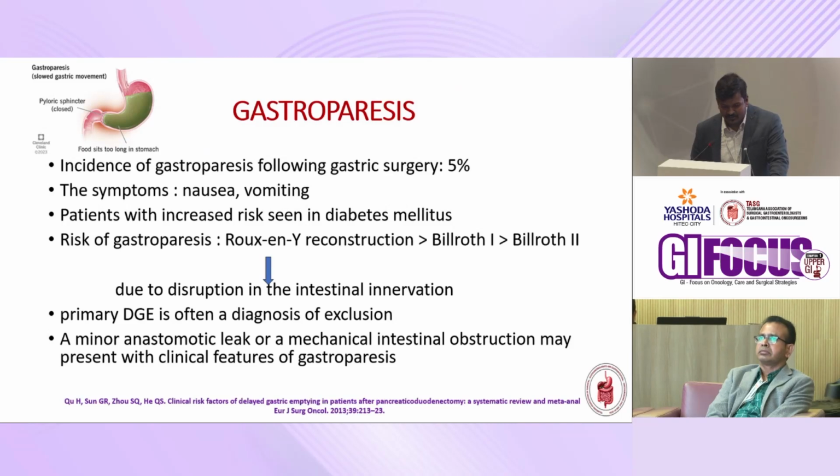The other denervation problem is gastroparesis. Its incidence is usually around 5%, most commonly seen in patients with diabetes mellitus, and more with Roux gastric reconstruction than Billroth 1 and 2, because there will be disruption of the intestinal denervation. It is always a diagnosis of exclusion, because there can be some microperforation or some adhesions which may mimic gastroparesis.